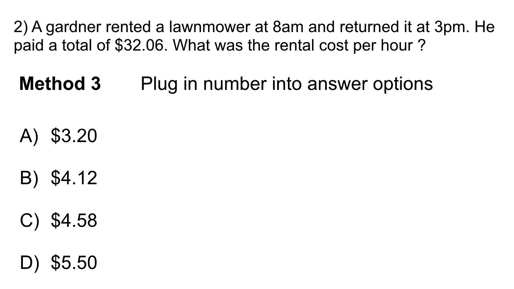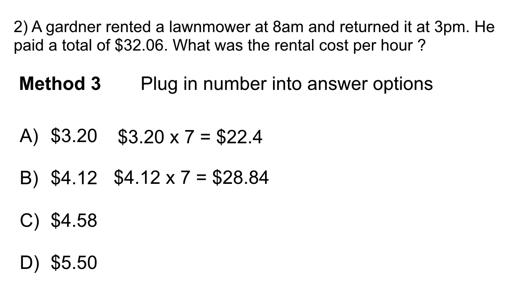Okay, so they're telling us that option A is $3.20, right? So if we multiply that by 7 hours, which is how long he had the lawnmower, that gives us $22.04, which you can see is incorrect. So that option is incorrect.